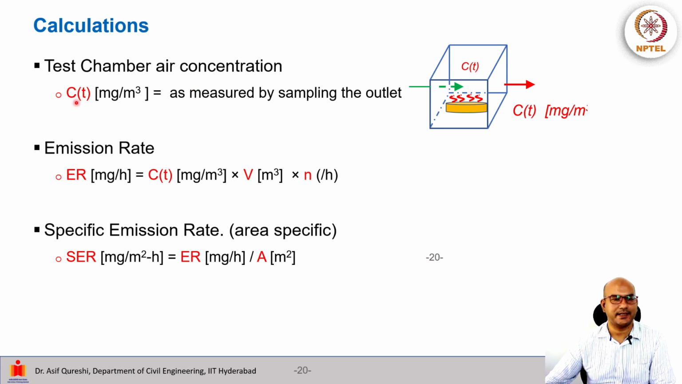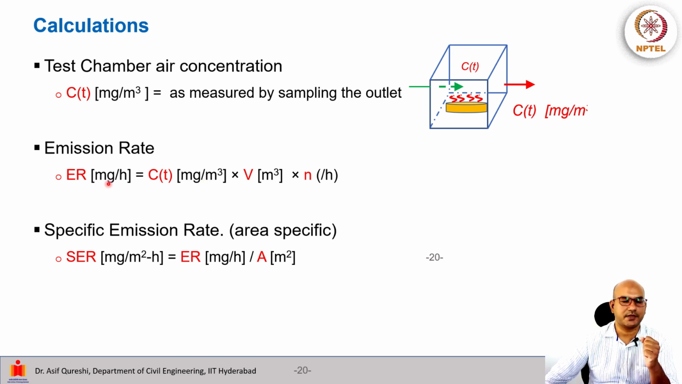So we are measuring C at time t in milligrams per meter cube as measured by sampling the outlet. So the emission rate in milligrams per hour can be estimated by the multiplication of C with the volume and the air exchange rate. So here we have C(t) in milligrams per meter cube multiplied by the volume in meter cube divided by hour. So we will have mg per hour, and it's very important to make sure that the units are consistent. This will avoid any calculation mistakes often. Also, it will make sure that there are no issues with conversion of units.